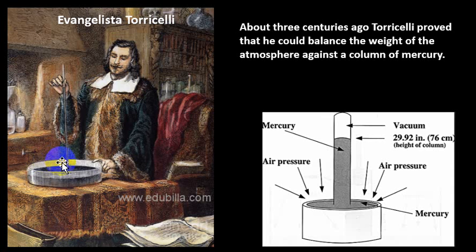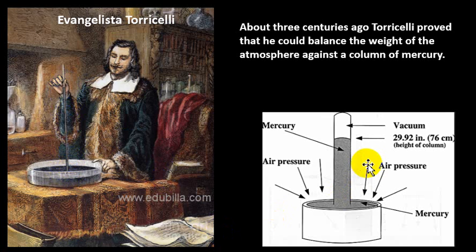Basically, this is a container and there's mercury in it. And this is a glass tube that is evacuated. All the air is taken out. And what happens is the atmospheric pressure pushes down or exerts itself downward on the pool of mercury. And then what happens is the mercury is pushed up.